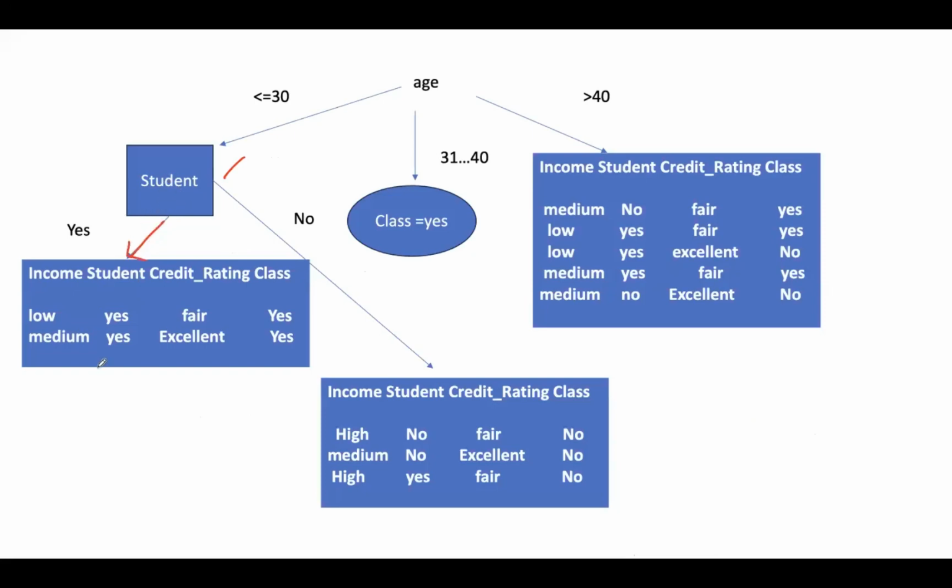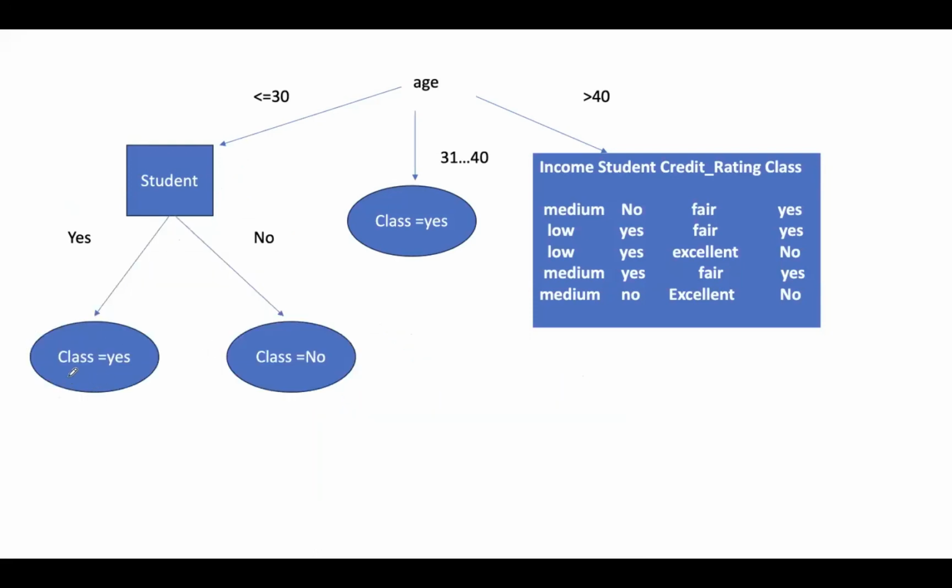If it is student, then we need to move towards the left side of the tree. If the person is not a student, then we need to move towards the right side of the tree. As both class labels are yes here, you can write it directly, and here all are no classes. So we can change this tree like this. If student is yes, then the target will be class equal to yes. If student is no, then the target will be class equal to no. So this part of the tree is over.